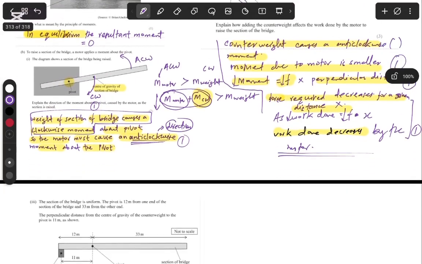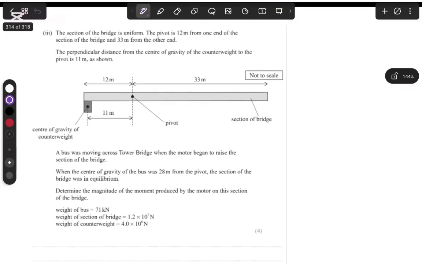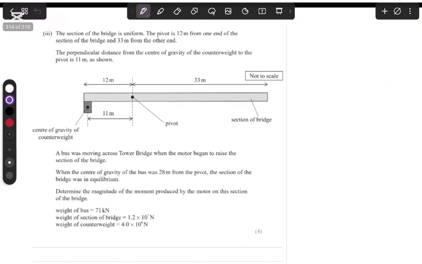And now we'll move on to the final part of this question, which is going to be a calculation for 4 marks. There's a lot of information here as well. So it says the section of the bridge is uniform. That's a key word. We have seen this word a lot in past papers, uniform. And the pivot is 12 meters from one end of the section of the bridge and 33 meters from the other end of the section of the bridge. The perpendicular distance from the center of gravity of the counterweight to the pivot is going to be 11 meters.